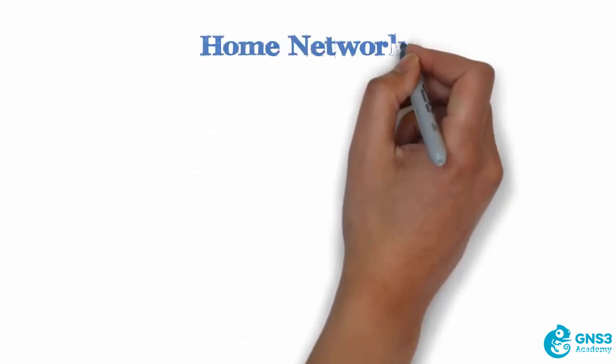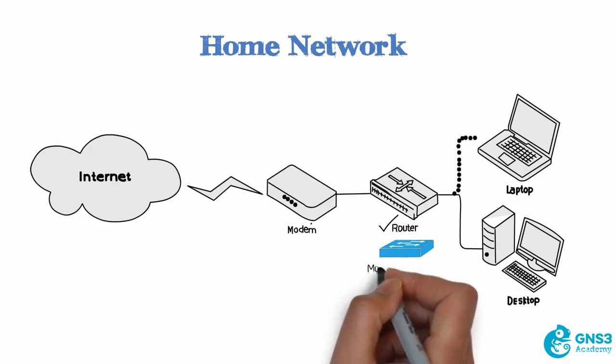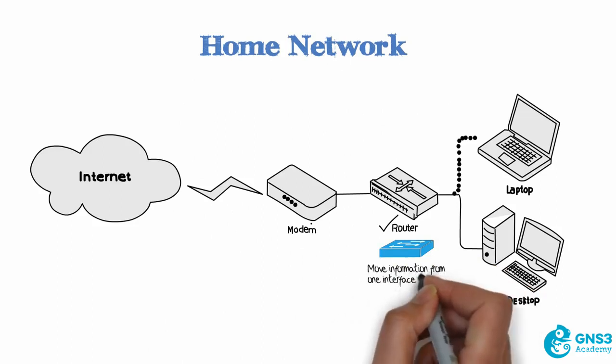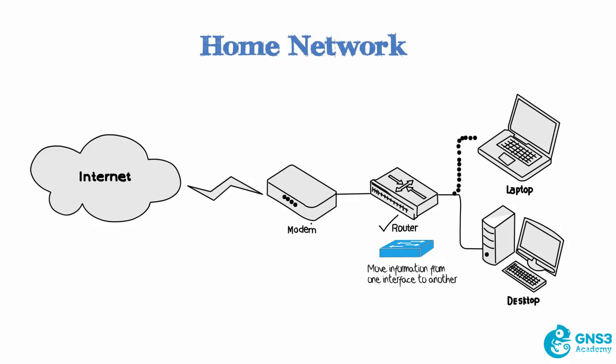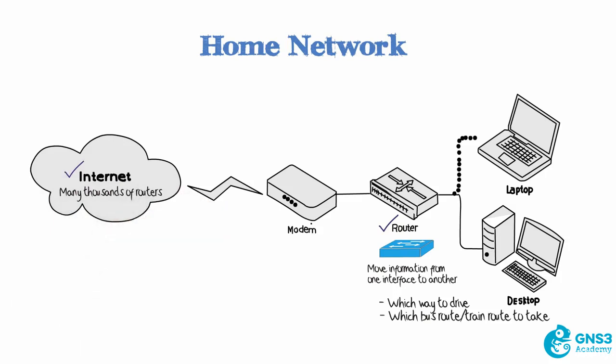At a very basic level, a router or other devices such as switches simply move data or information from one interface to another interface based on some kind of decision criteria. In the same way as you may make decisions every day about which way to drive or which bus route or train route to take, routers make decisions based on some kind of criteria to determine the best path to a destination. The internet consists of many thousands of routers that are making decisions all the time about the best path or route to a destination.